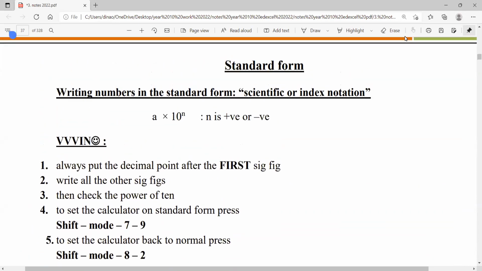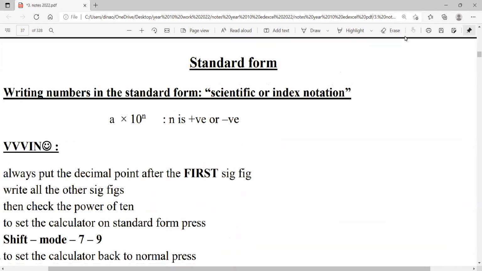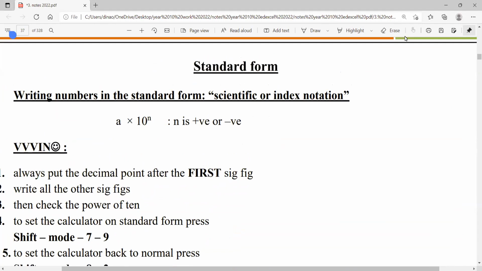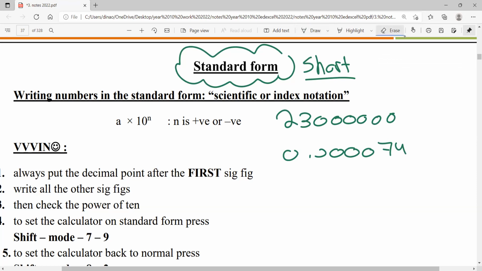Today's topic is called standard form. Standard form is not that bad. We just need the notes, nothing more. But first, before we start the lesson, let's know what standard form is. Standard form is a shortcut that is used for writing very big numbers, numbers with lots of zeros, or very small numbers, very small decimals. So what is standard form? Standard form is a shortcut of writing very big numbers or very small numbers.